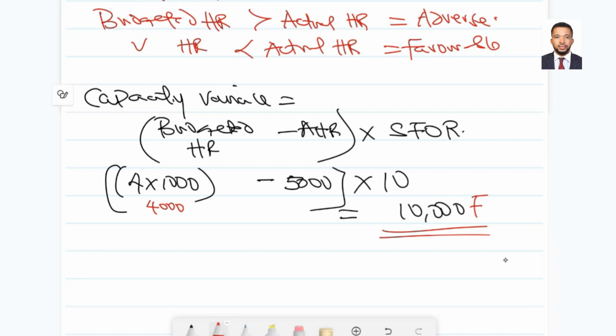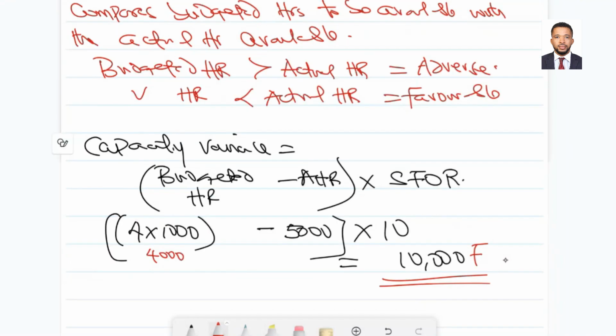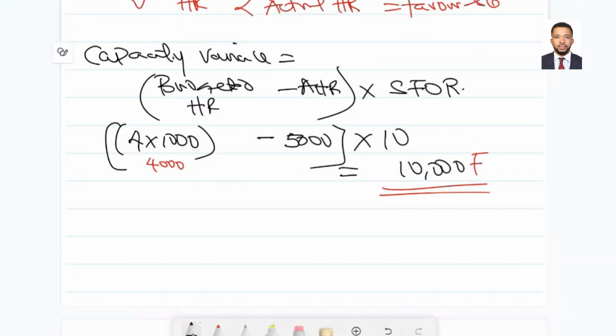Quickly, let's move on. Fixed is not variable, so you don't flex it. The reason why we are doing it for those other ones is because you are flexing. The only area in fixed that has that is the efficiency, which we are getting into now. That's the last one.